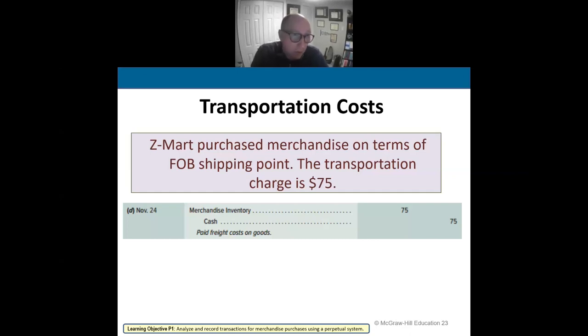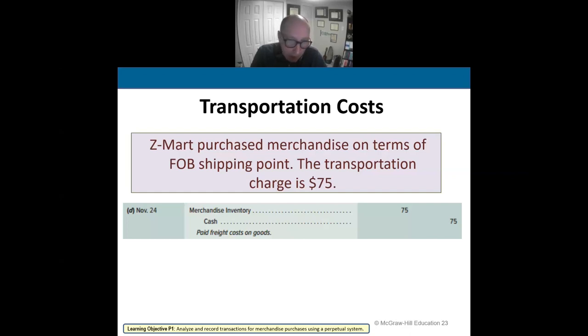In this example, my awesome little convenience store, we purchased some merchandise that's free on board shipping point. So the transportation charge is $75. It cost me an additional $75 to get it to my store. So I debit merchandise inventory, $75, credit cash, $75.